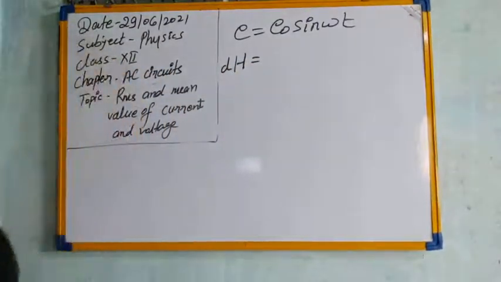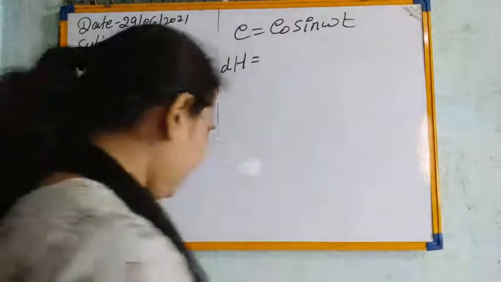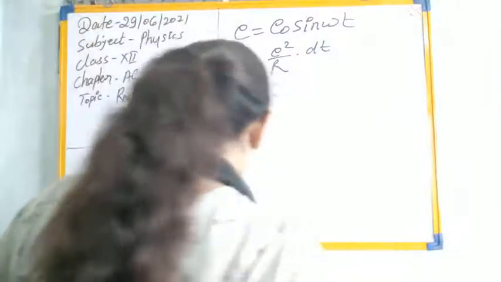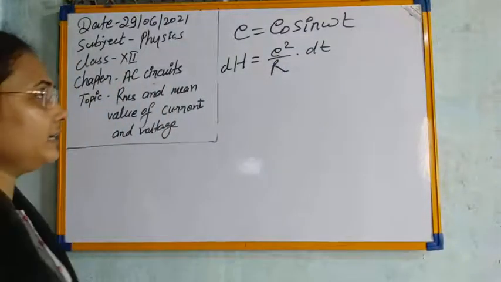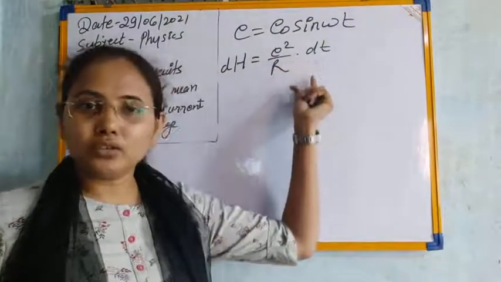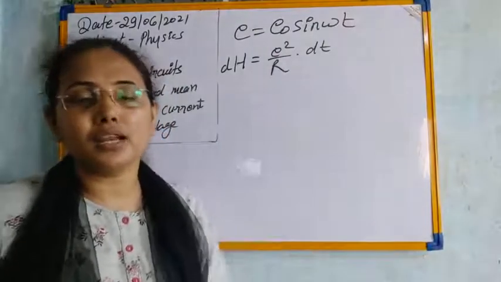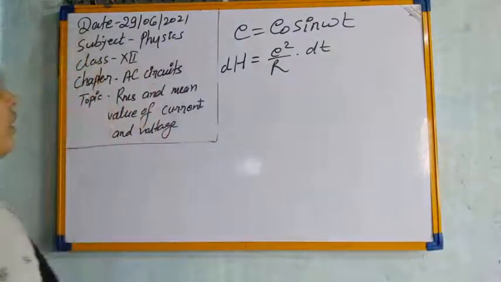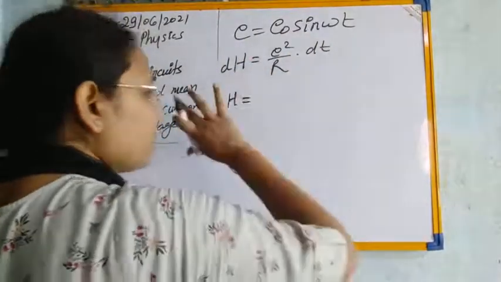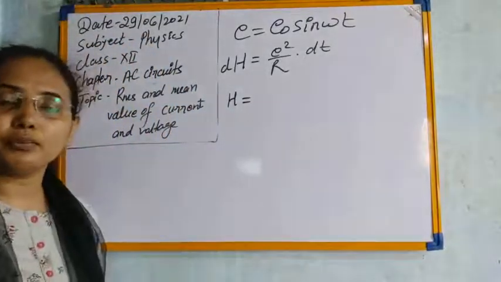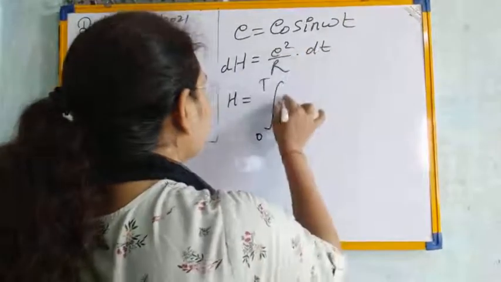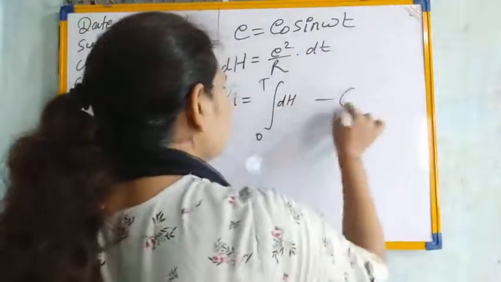So the heat produced is given by dH equal to E square upon R into dt. As you know, in place of I square R you can write down this value, and this is the heat produced in any resistor R due to the flow of this alternating voltage. If we now have to find, over a complete cycle from 0 to T, the heat produced by the AC voltage, then that is the integral from 0 to T of dH. So this is our equation 1.